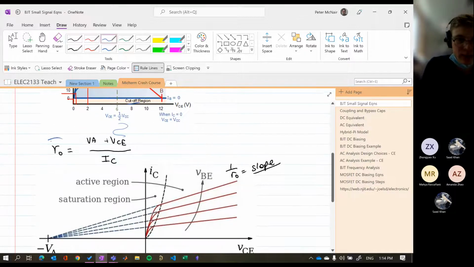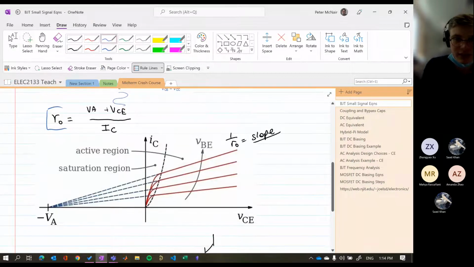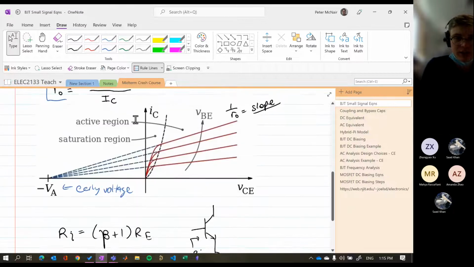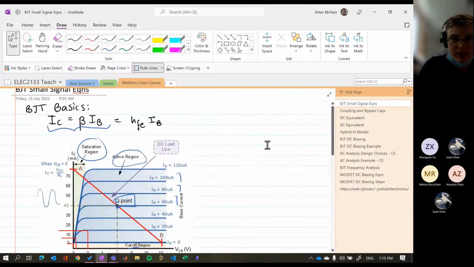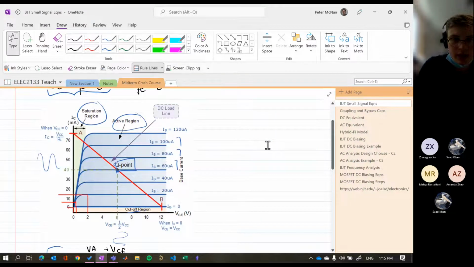This is what I was mentioning before with r0. So 1 on r0 gives us the slope, and you can see this is called our early voltage. So you might get asked about what the early voltage affects. Essentially, this is not a perfect straight line, so we are going to have some sort of slanting in our responses for our BJTs. These are just some important things to remember when we're thinking about the graphs. In the cutoff region, we're not going to have any.